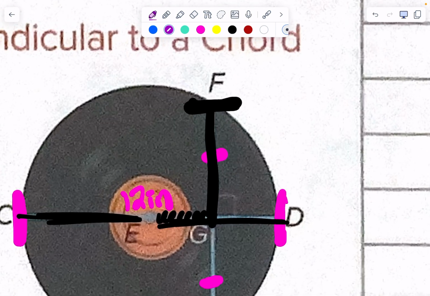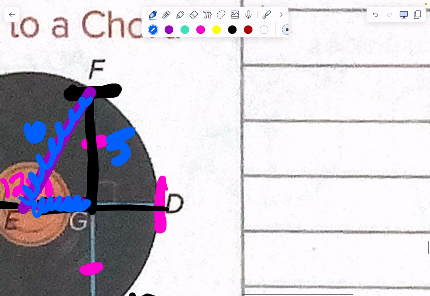Okay, ready. Here's what Ethan says. F to E. If we connect that and make a triangle out of this, how long is F to E? 6. That's a radius, right? Isn't F to E a radius also? So that would be 6. All of the other radii are 6. So I have 6, and I have 5, and then this length right here. Can we do the Pythagorean theorem?